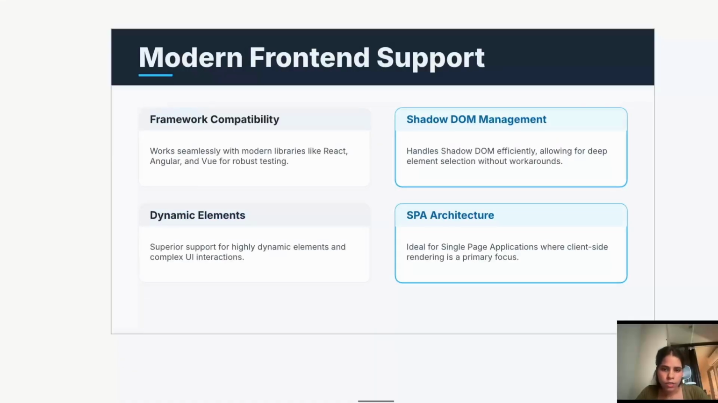Modern front-end support. Modern applications behave very differently compared to older websites. Today's applications use client-side rendering, lazy loading, APIs, dynamic DOM updates, and shadow DOMs. Playwright was designed specifically for modern front-end ecosystems. It handles React rendering, Angular changes, and dynamic content much more efficiently. In this way, Playwright is very efficient.